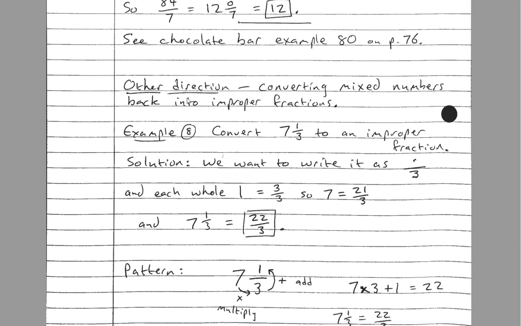And just one last thing. If we want to go the other way, suppose I give you a mixed number. Sometimes it's more useful to replace the mixed number by an improper fraction. We'll see that later when we're multiplying and dividing mixed numbers. So how do you convert a mixed number back into an improper fraction? For example, example 8, convert 7 1/3 to an improper fraction.